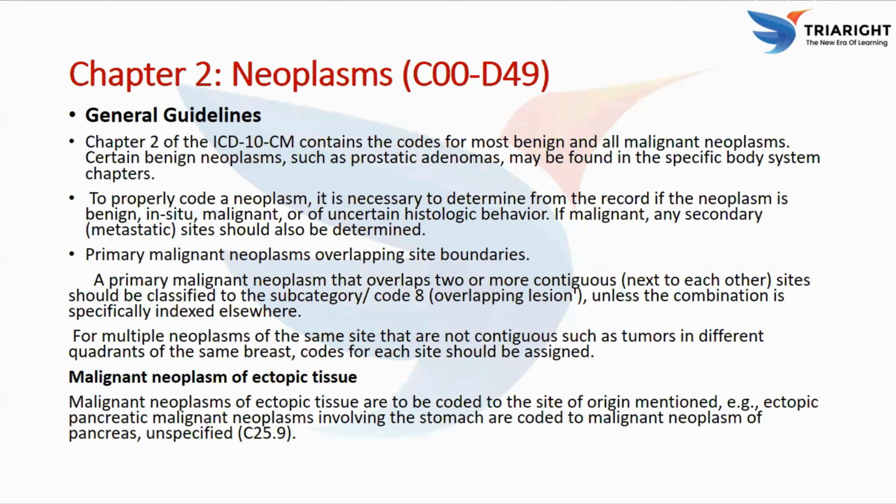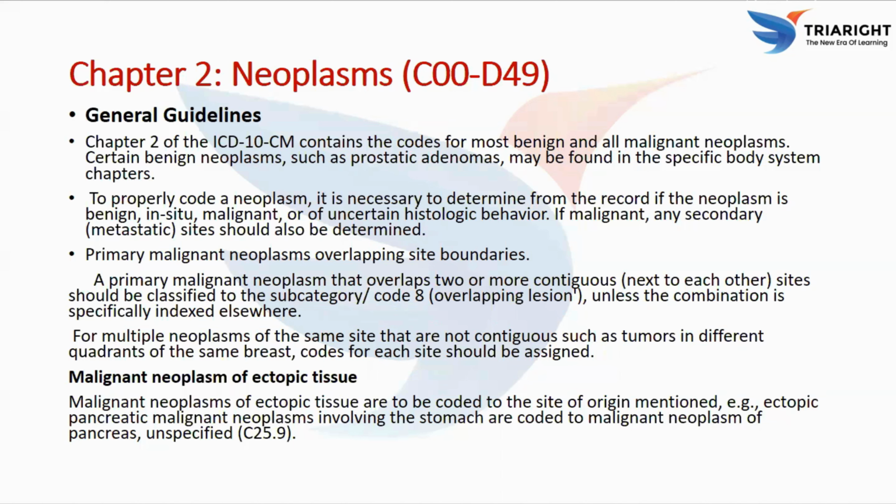These include all malignant neoplasms, that is cancers, most of the benign neoplasms, in situ neoplasms, and neoplasms of uncertain or unknown behavior. Some benign tumors are not in Chapter 2 and are found in body system chapters. For example, benign prostatic hyperplasia is in code N40.